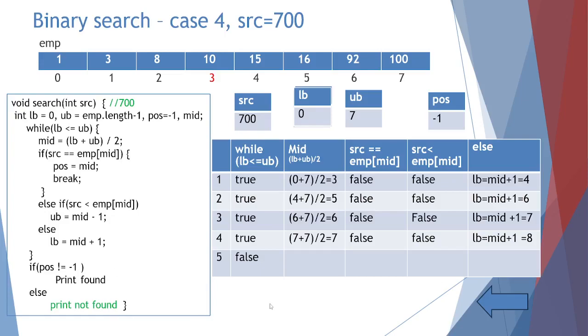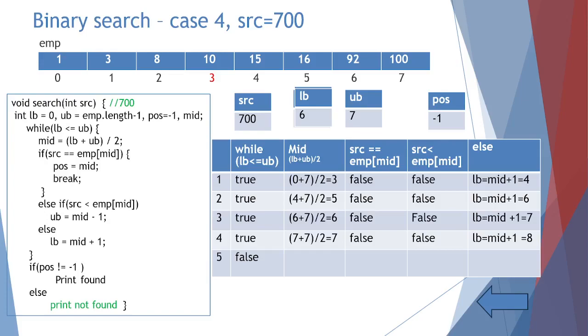LB becomes 4. Fine. Second iteration, is 4 less than or equivalent to 7 or not? True. 4 plus 7 divided by 2 is 5. Is it equivalent to? No. Is it less than? No. Then LB is equal to mid plus 1. That is, current mid is 5. 5 plus 1 is 6. So in the second iteration, our LB becomes 6.